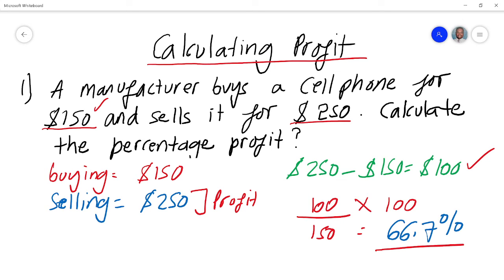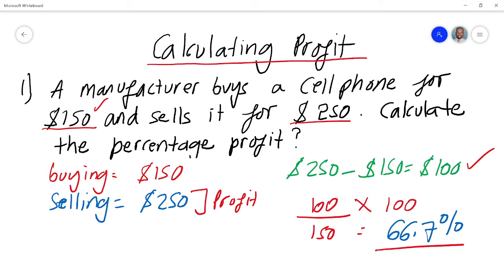66.7% of a profit. So what we need to do, we subtract, and then you divide it over your original buying price and multiply it by 100. So this is how you get the percentage profit. Just remember that $100 is your profit that you've made as a dollar value. The 66.7% is your percentage profit.